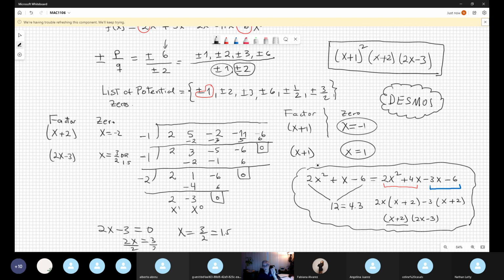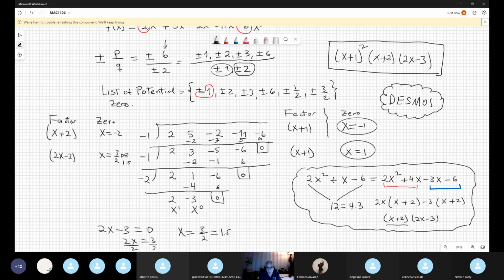Now you compute the list of the potential zeros, and somehow the decimal gives you a clue of what to try. Let me show you. It's in another folder. Yeah, there you go.